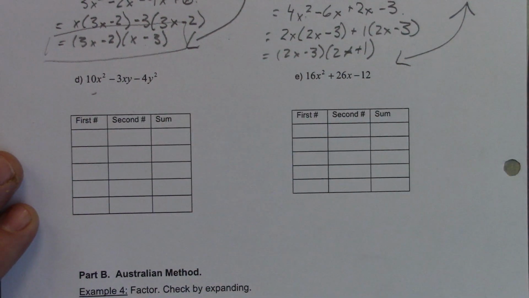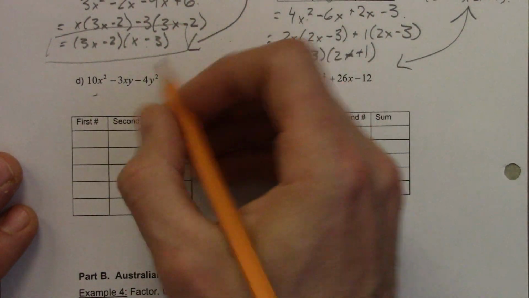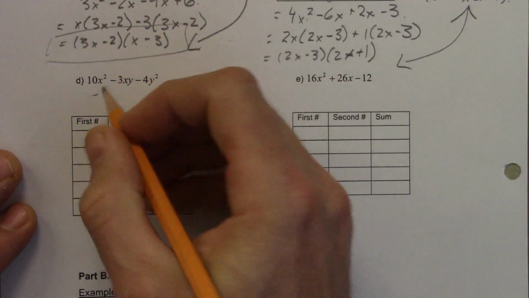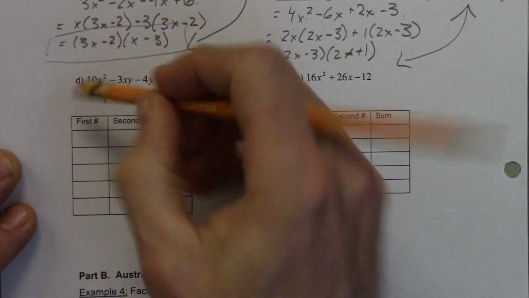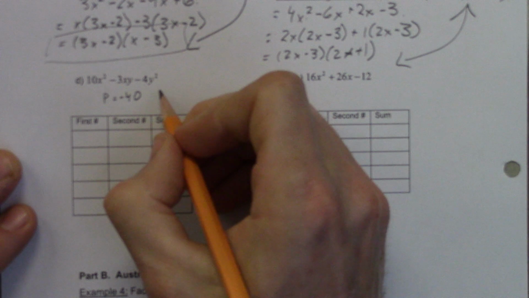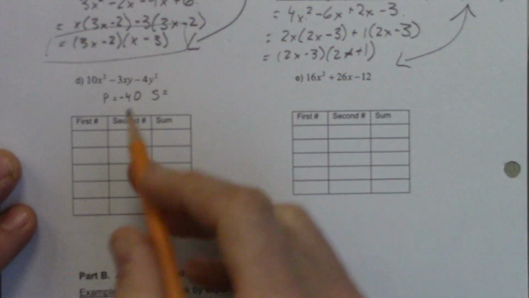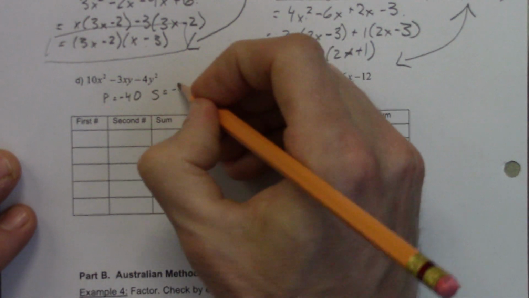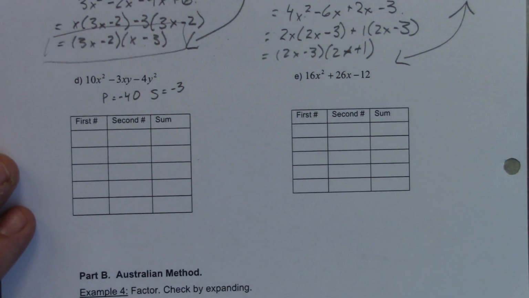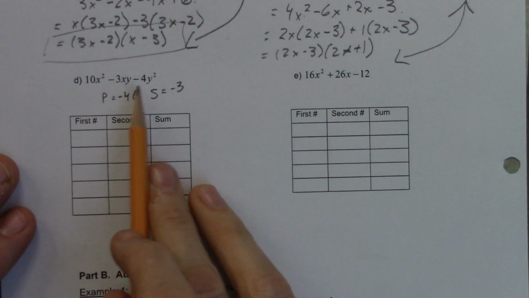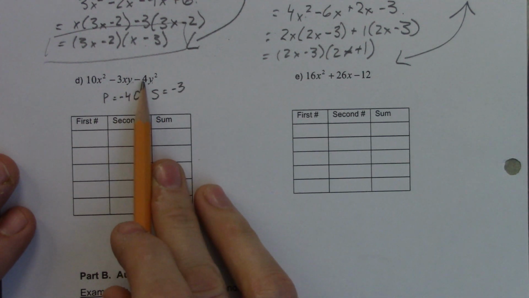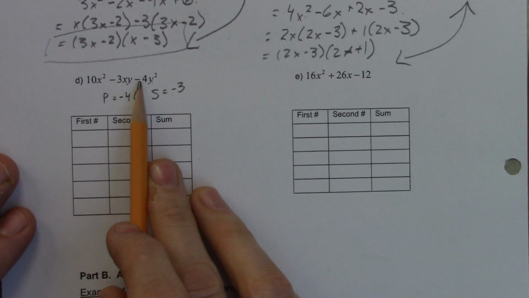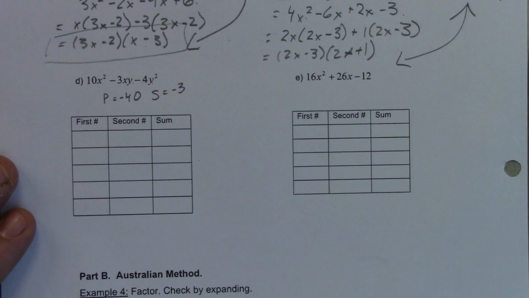Okay. Here you have to make up a product of negative 40, and your sum needs to be negative 3. Okay, now don't worry about the fact that there's a y here. You're just going to attach a y to the middle and the last term. Don't let that confuse you. The process is the same.